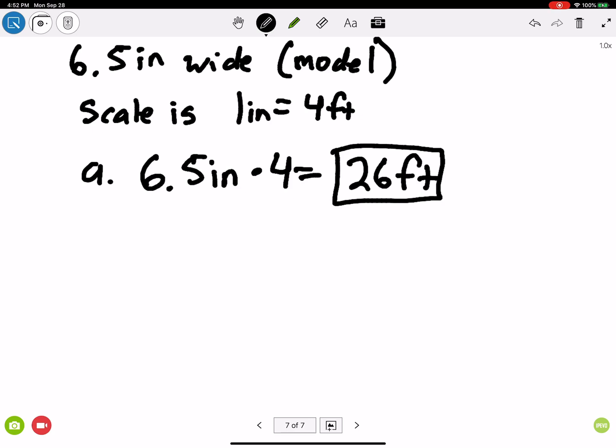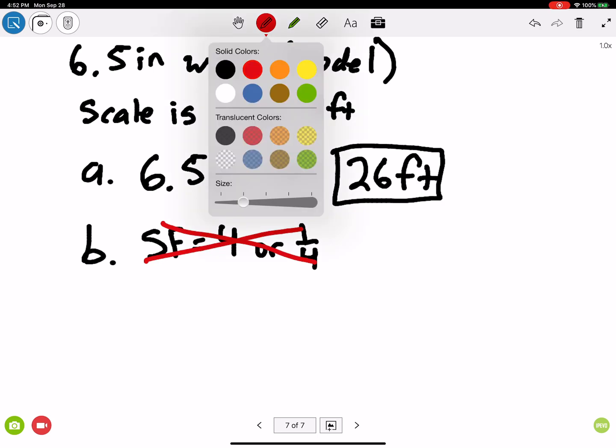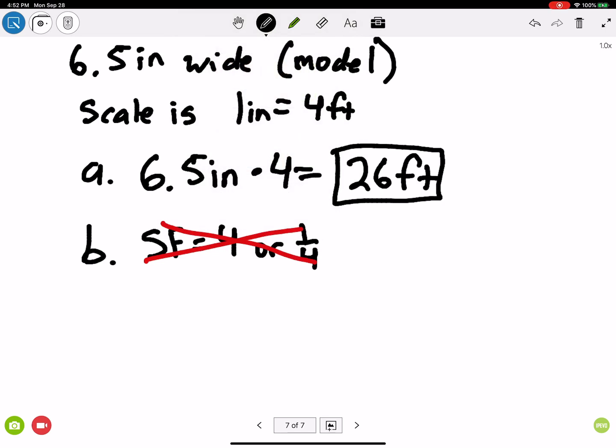So what about the scale factors? What did you end up getting? Did you end up getting 4 or 1/4? I'll guarantee you that most of you did, and that is incorrect. Why is that incorrect? Well, let's think about this.